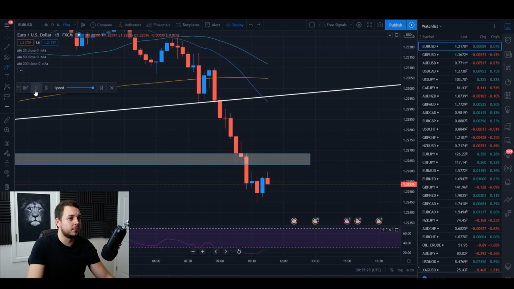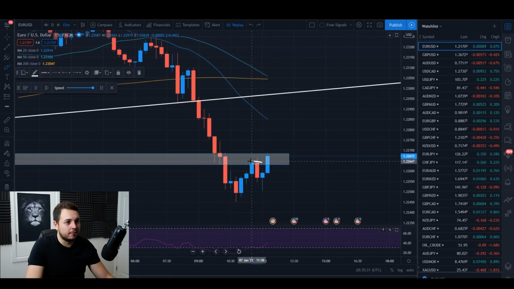Let's see if we run in. As you can see, it did have a pullback over here, bearish engulfing candle near the area of resistance that we marked over here, went down a little bit, but then continued to shoot towards the upside.